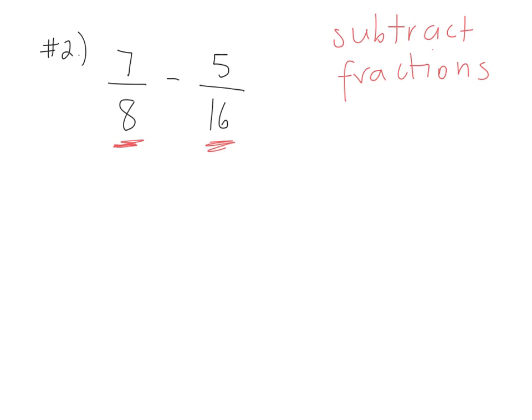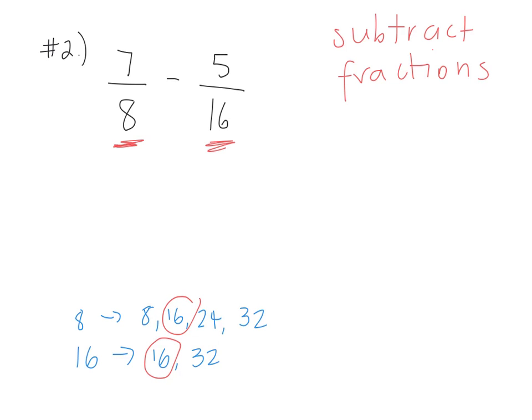You're trying to look for multiples, not factors. You could do it the other way, but then you're getting into decimals. Multiples of 8, for example, are 8, 16, 24, 32. And multiples of 16 are 16, 32. We're looking for the lowest common multiple, which is 16. You can use any common multiple, but the lowest one makes it easier to get your answer into lowest terms.